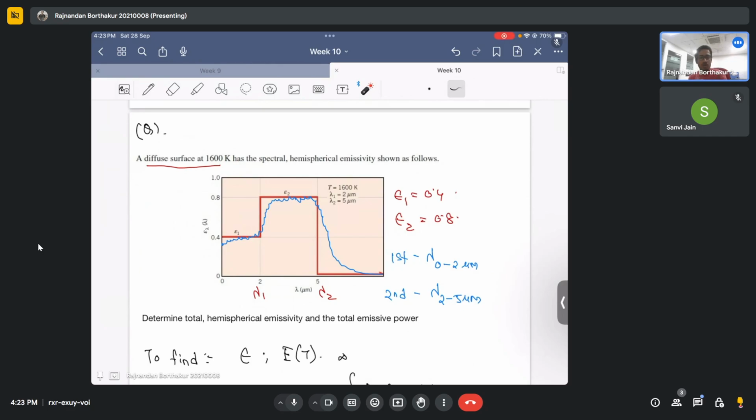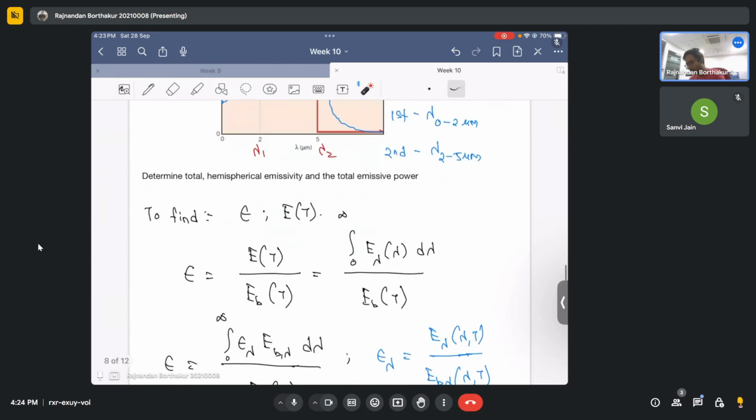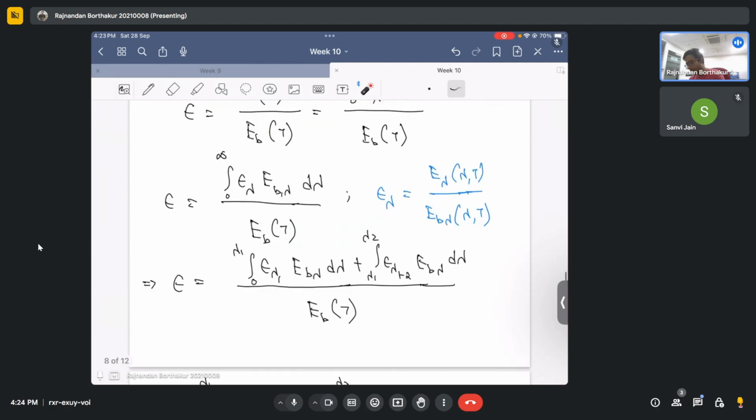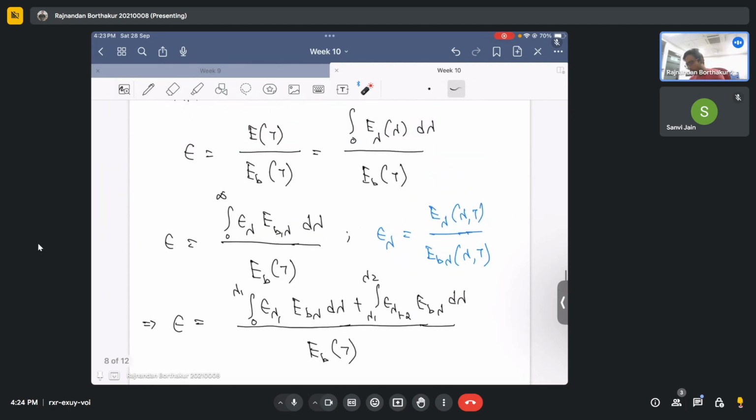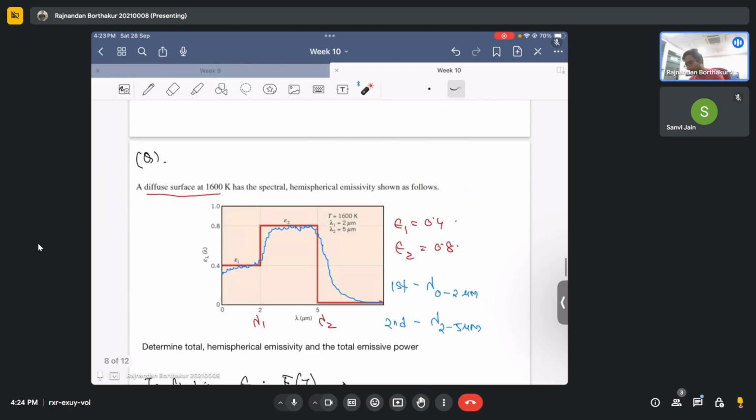Okay, so since we are given the spectral emissivity, we started from the very definition of total emissivity itself, and then related the spectral emissivity from the definition of how my total properties are related to the spectral properties. And once we did this, we basically used the fact that my spectral emissivity in the band of 0 to lambda 1 and the spectral emissivity in the band from lambda 1 to lambda 2 are just some constants.